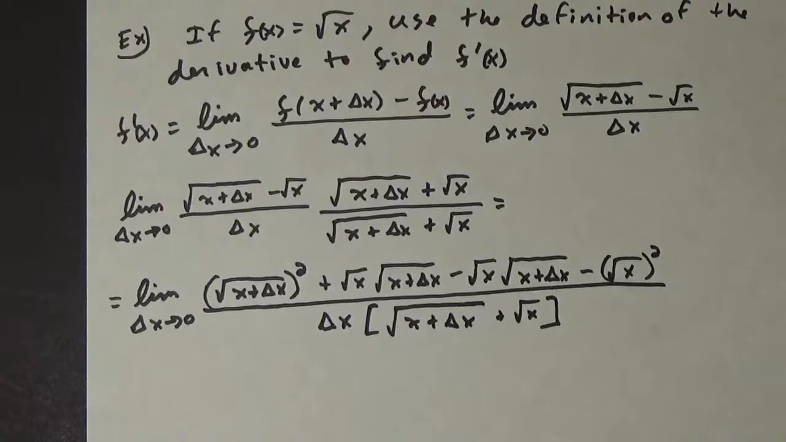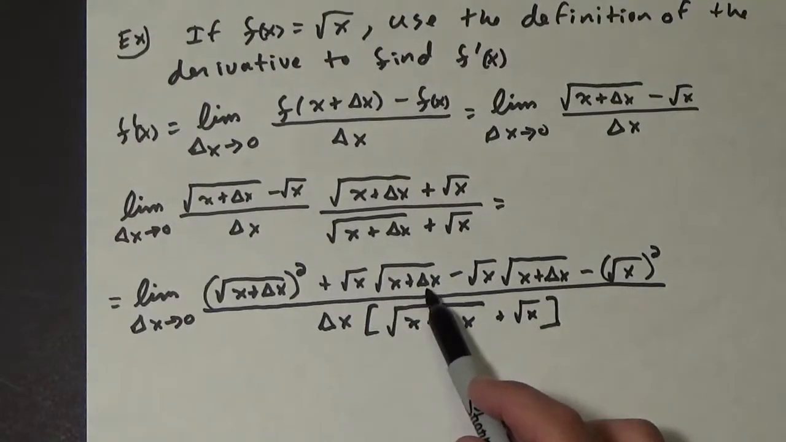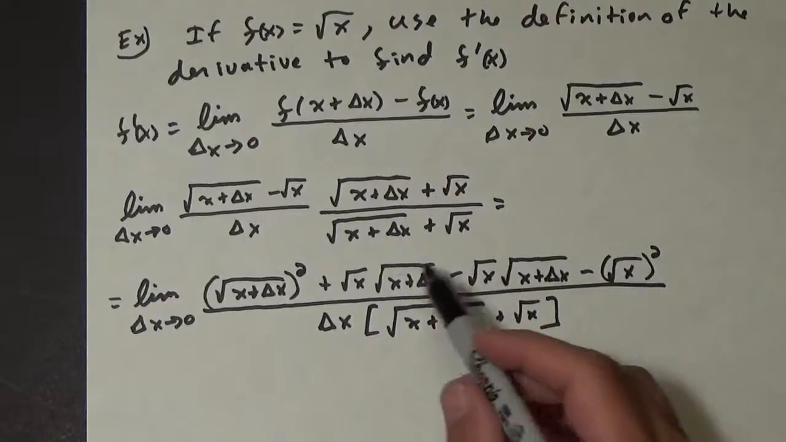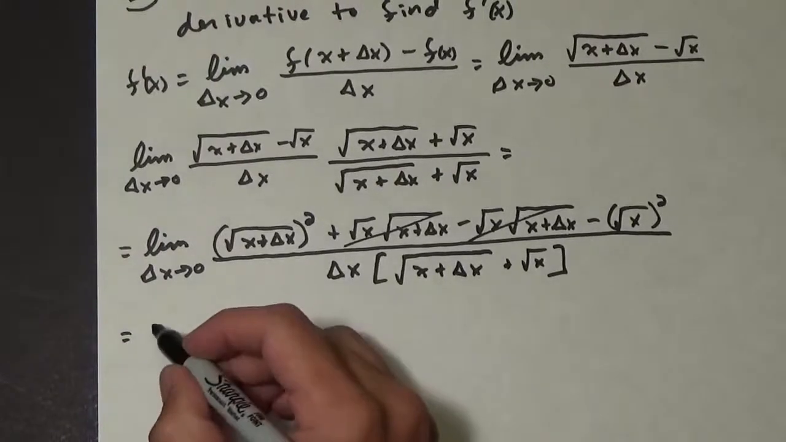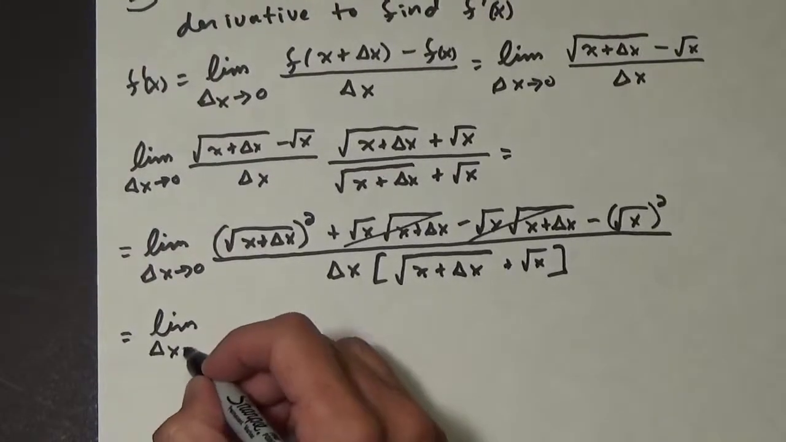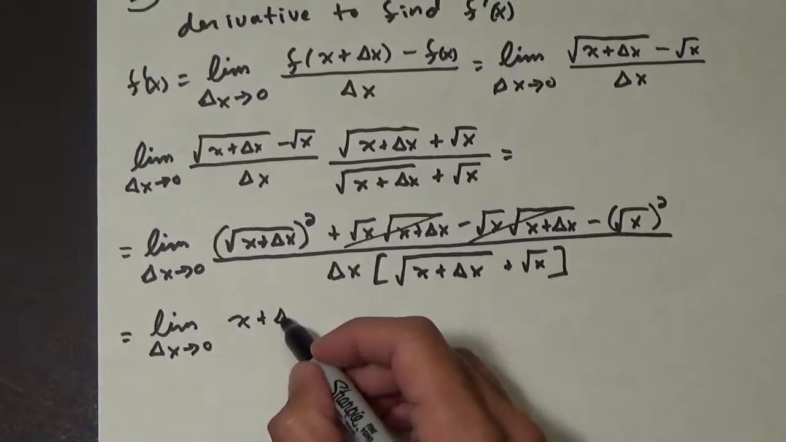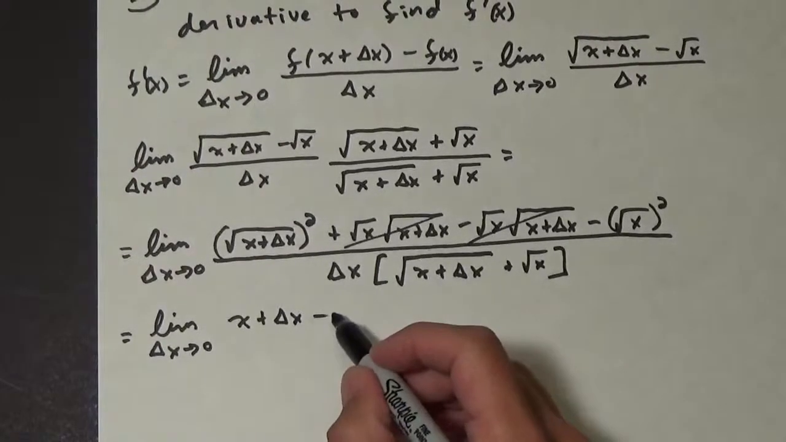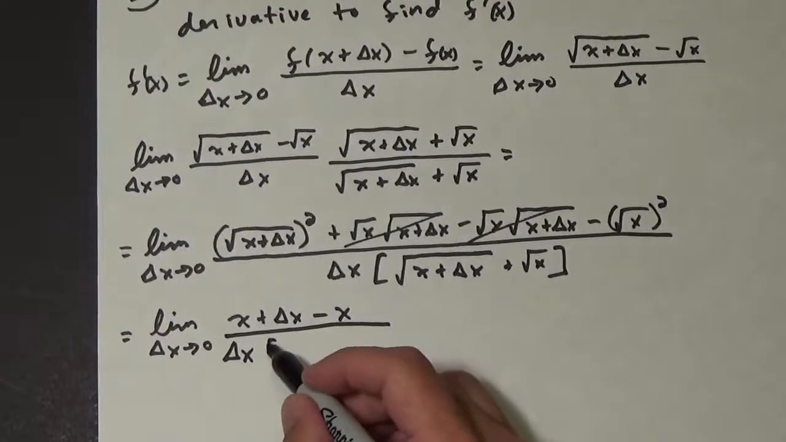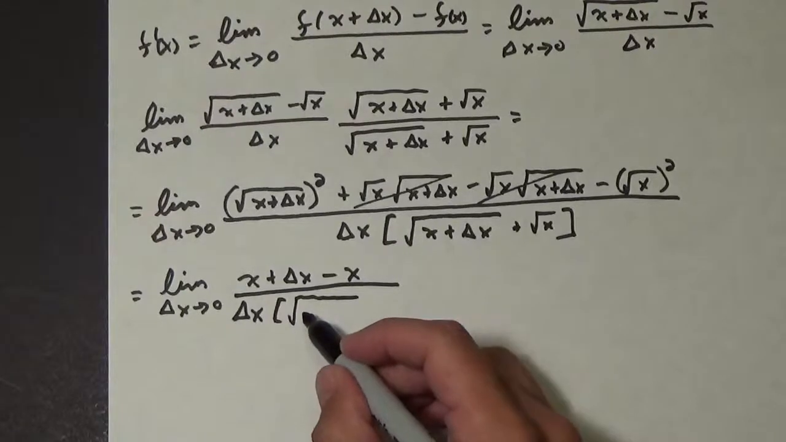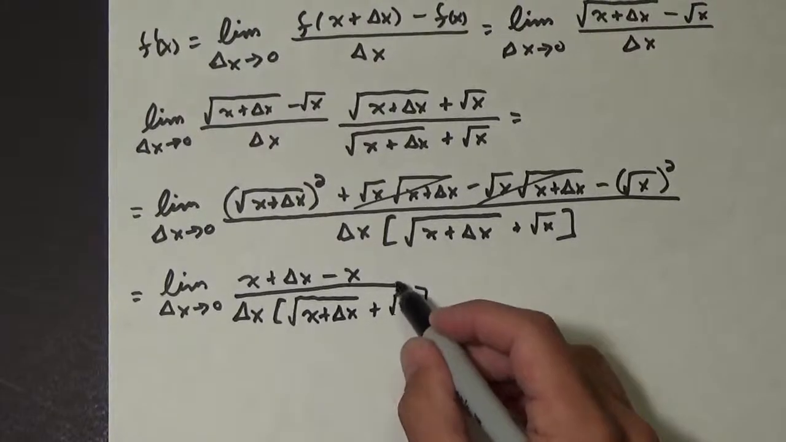I think some good things start happening here. These two, so this is just a plus square root of x times the square root of x plus delta x, and a minus square root of x times the square root of x plus delta x. So these cancel out. That's good. And so we're going to end up with the limit as delta x approaches 0. Alright, now that gets squared, so we get x plus delta x. That gets squared, so we get minus x, all over this whole thing: delta x times the square root of x plus delta x plus the square root of x.